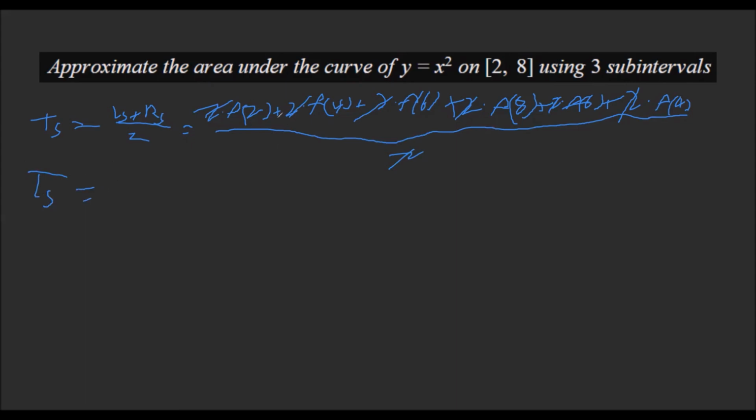So we can substitute these values in. f(2) is equal to 4, plus f(4), which is 16, plus f(6), which is 36, plus f(8), which is 64, plus f(6) again, which is 36, plus f(4) once more, which is 16. And this, I believe, is equal to 172. So the area under the curve of y equals x squared on the interval 2 to 8 using 3 subintervals is approximately 172.